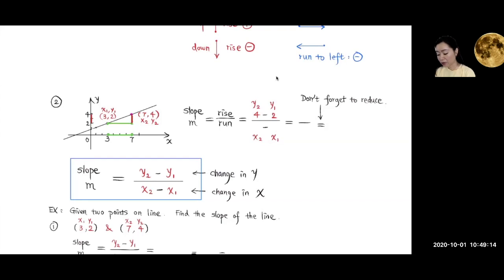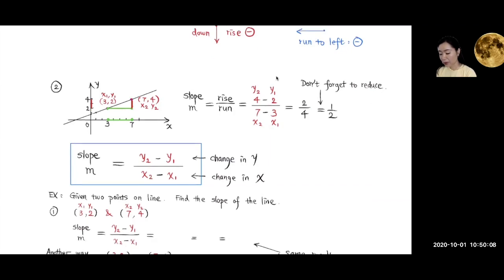The x-coordinate here is 3. And for this point, the x-coordinate is 7. The run will be from 3 to 7, so it's going to be 7 minus 3. This is x2 over here, subtract x1 over here. So this is the run. Now we're going to calculate this. 4 minus 2 is 2, 7 minus 3 is 4. But don't forget, you want to reduce it when possible. Once you get this quotient, if it's possible to reduce it, don't forget to reduce it. So reduced, this is going to be 1/2. It's important to reduce it.